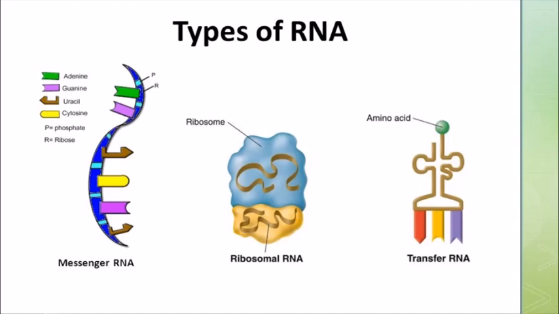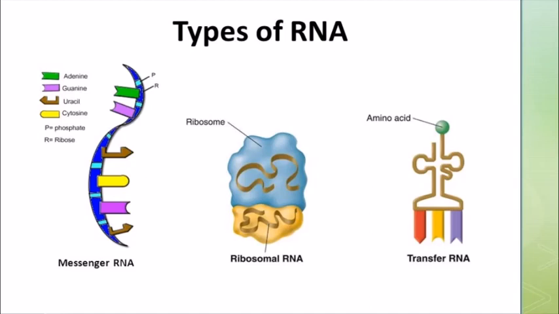So as its name suggests, transfer, it carries the amino acid up to the ribosome as per the message of mRNA. So what does mRNA do? It takes the message from the nucleus and gives it to the ribosome, and then according to the message which is there on the ribosome, which was given by the mRNA, this tRNA brings the amino acid and gives it to the ribosome. And when all the amino acids combine together, we get what? We get proteins.